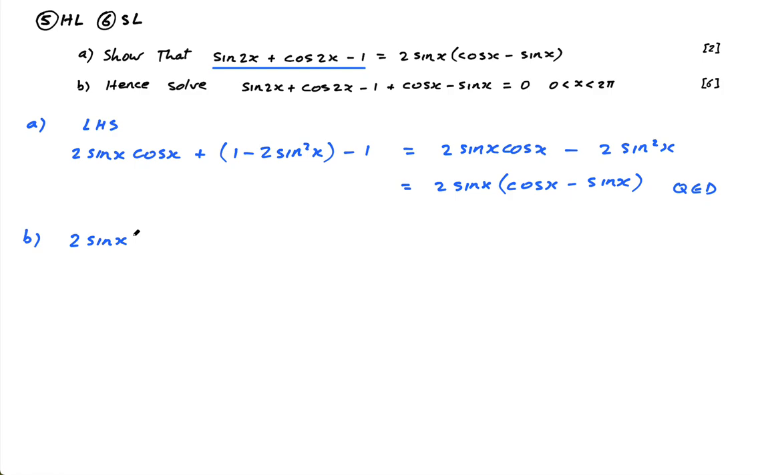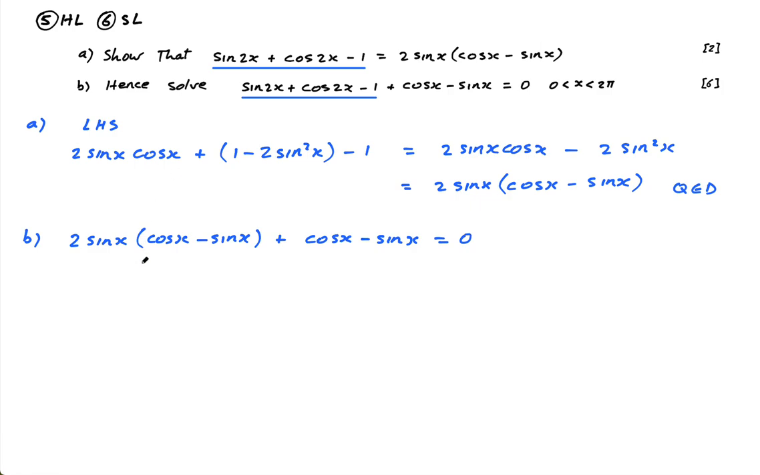2 sine x (cos x minus sine x) plus (cos x minus sine x) equals 0. So I've turned this bit into this, because that's what I did in part A. So the next part is, as I say, tricky.